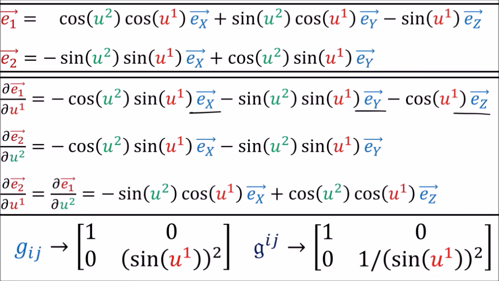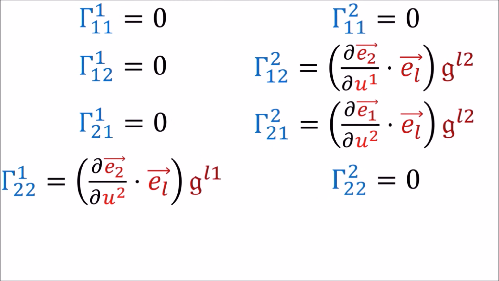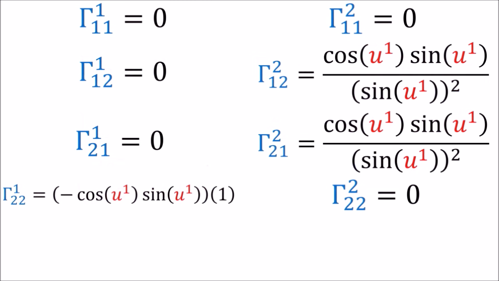Okay, so given all these formulas, we can calculate the 8 Christoffel symbols. And this involves working through a lot of dot products, which is very boring. But again, you can check out the Tensor Calculus video 16 if you want to see it done. So it turns out that most of these Christoffel symbols end up going to 0, and the ones that are left end up looking like this.